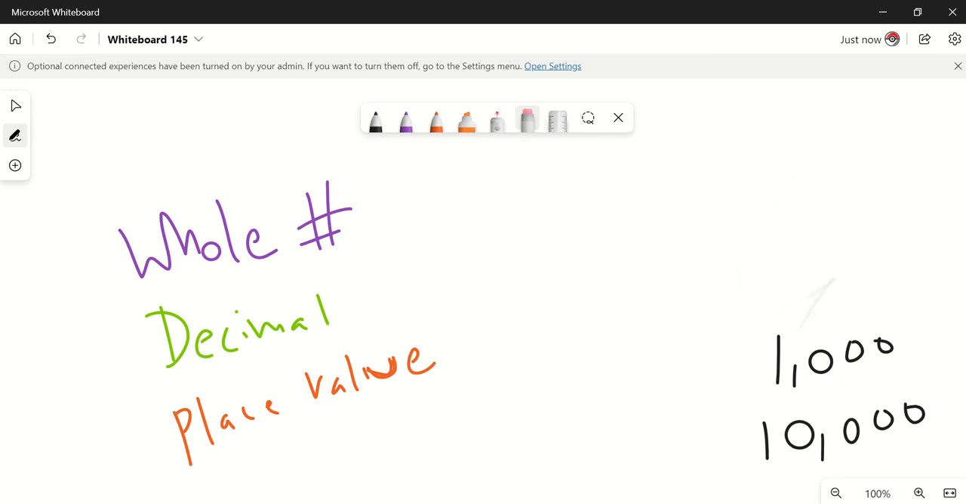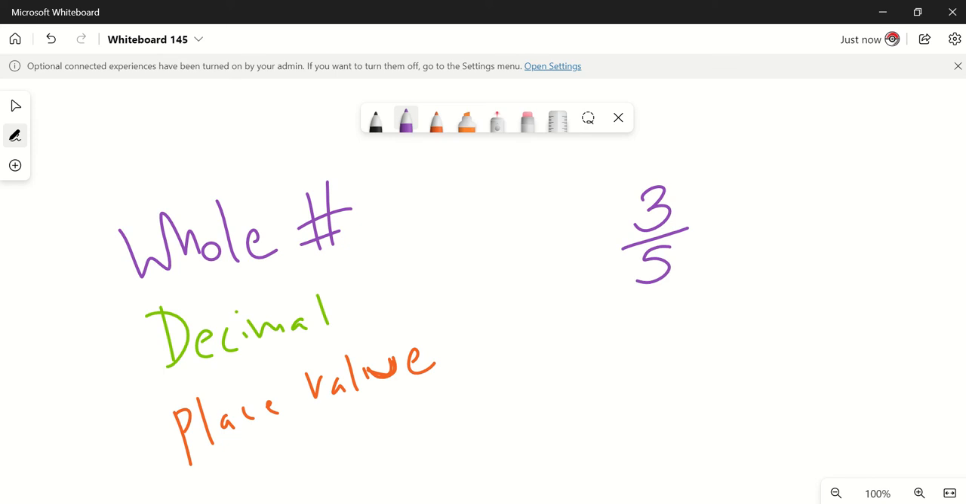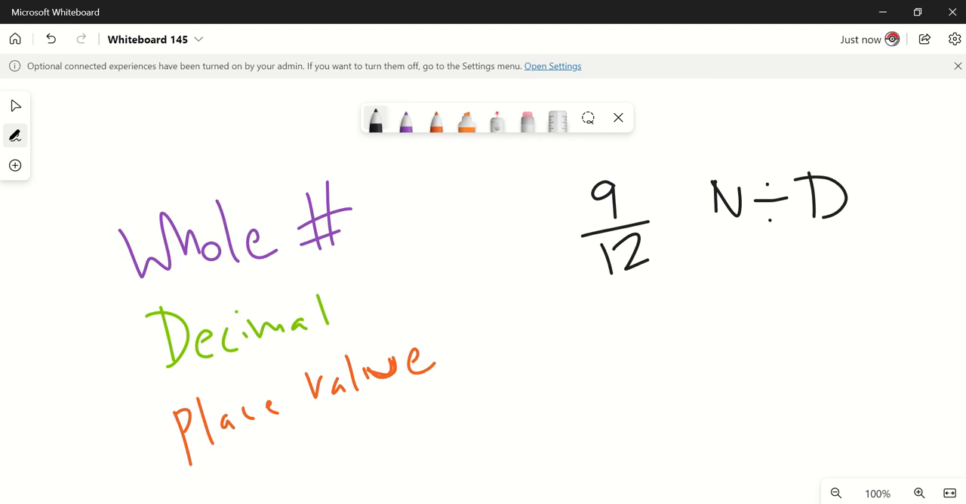And we also learned that if we have a fraction that can be converted into a 10, 100, thousands, whatever, all we need to do is change it. 6 over 10 would become 0.6 or 6 tenths. And then we also learned that if you cannot do that, in order to convert a fraction into a decimal, we divide numerator divided by denominator. 9 divided by 12, and this would give us our decimal.